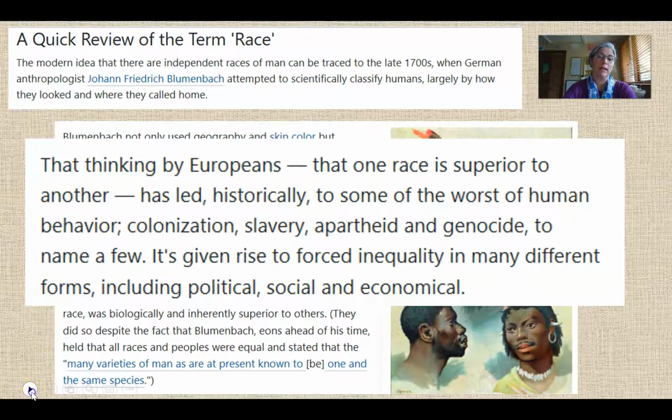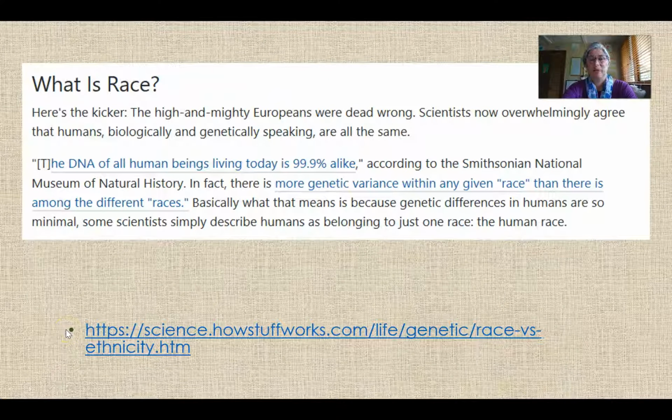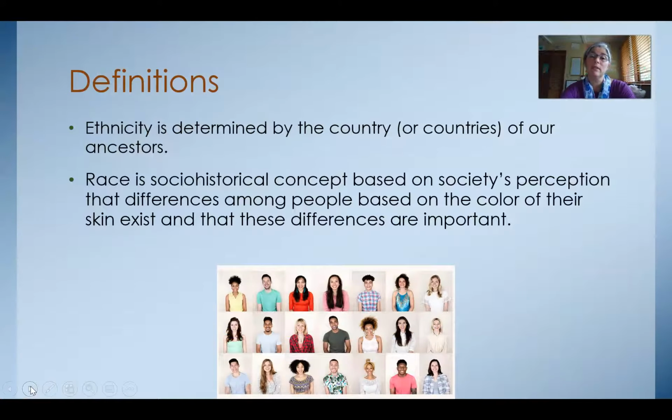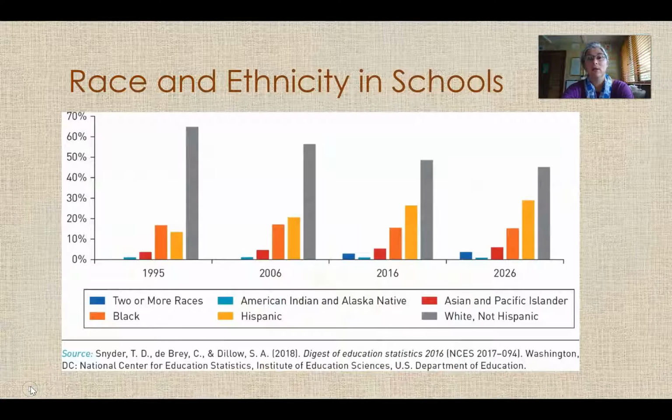So, where has that led us? Today, we know that this idea of races is wrong. In fact, if you look at the DNA of human beings, we are 99.9% alike, indicating clearly there are not different races of human beings. However, we do still use this term today. Today, the way race is considered is that it is a socio-historical concept based on society's perceptions of differences among people based upon the color of your skin or other physical appearances, and that somehow these differences are important. So again, we do still use these terms, but I think it's important to know the historical background for the term race.